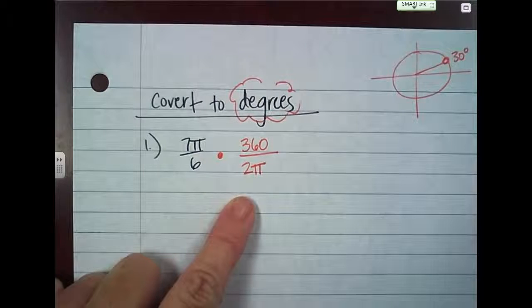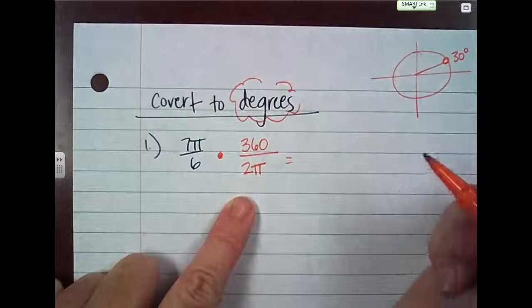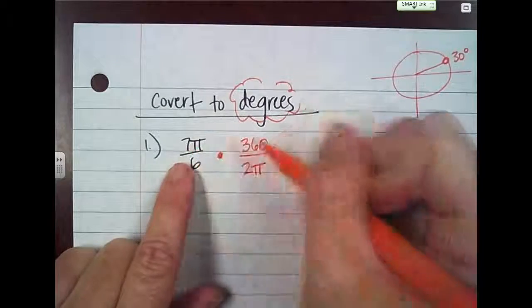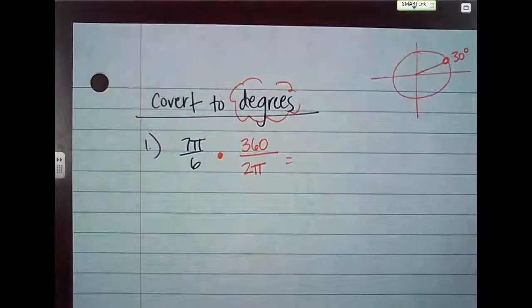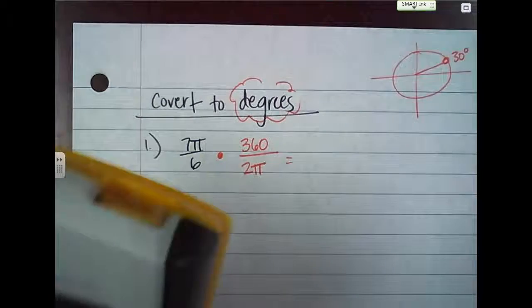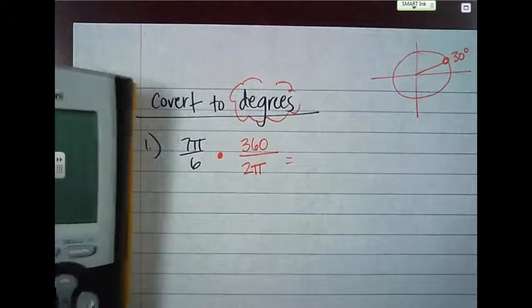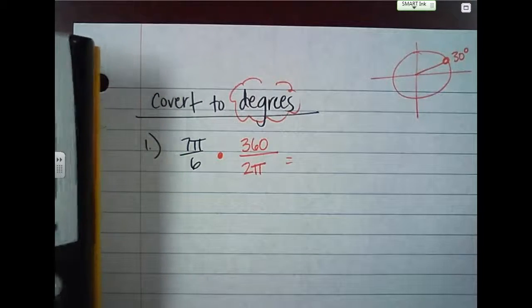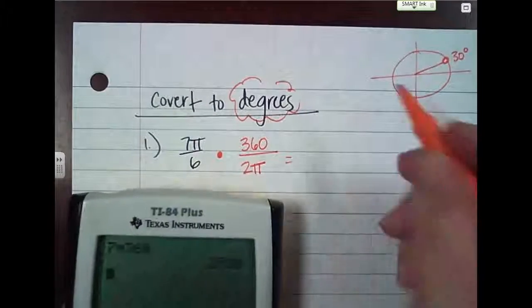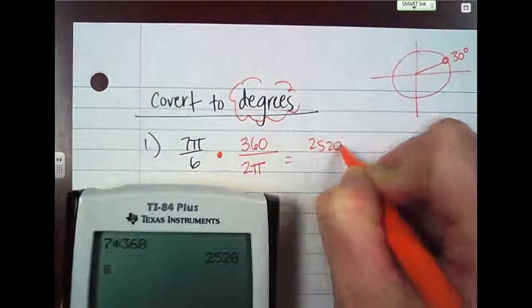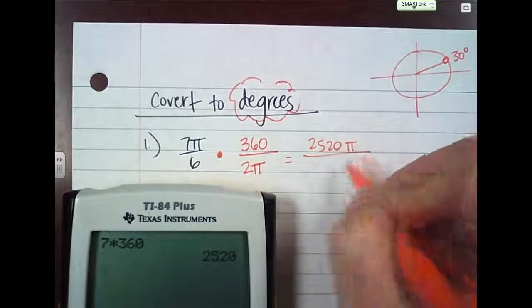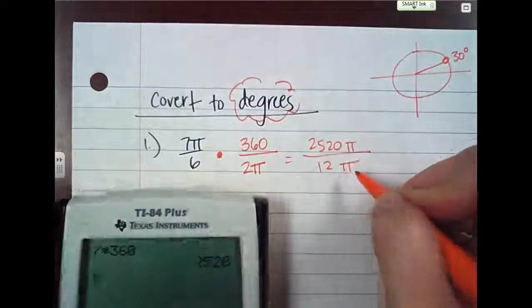Now, with your calculator, what's going to take 7 times 360? Did you just do 30 times? Yes, you can do it 1,000 ways. If you do 7 times 360, you get 2520 pi on top. On the bottom, you get 12 pi. There's 1,000 ways, guys.